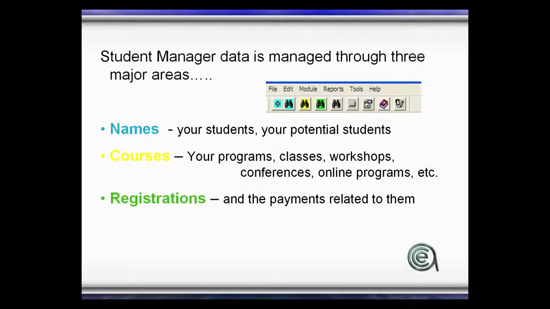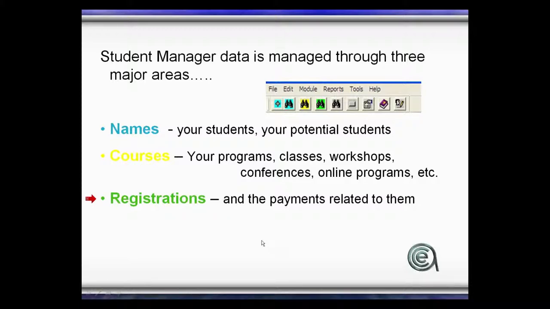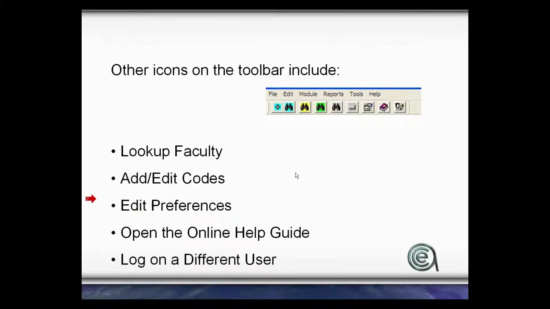General operational benefit, Student Manager is really organizing the three big things: the people, the names; courses, the programs, the classes, the workshops you do; and then, of course, the registrations, which is a record of a person enrolling in a class. Now, there are lots of other elements, but those are the big three. We call them the Holy Trinity.